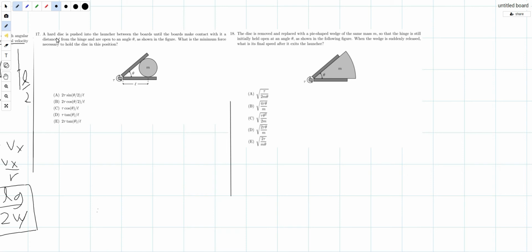Okay, now for the next problem. A hard disk is pushed into a launcher between the boards until the boards make contact with it a distance L from the hinge and are open to an angle theta as shown in the figure. What is the minimum force necessary to hold the disk in this position? So let's first underline the important information. A hard disk is pushed into a launcher. So it's not staying there on its own. It's forced into there. Between boards until they make contact with the distance L from the hinge and are open to an angle theta as shown in the figure. What is the minimum force necessary to hold the disk in position?